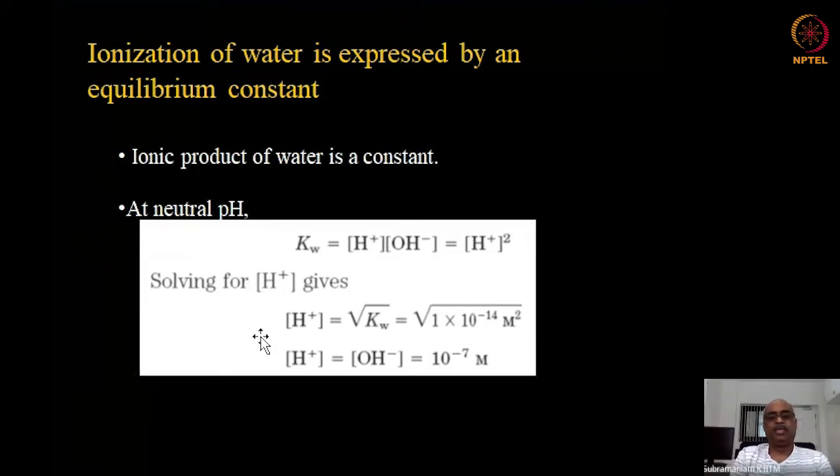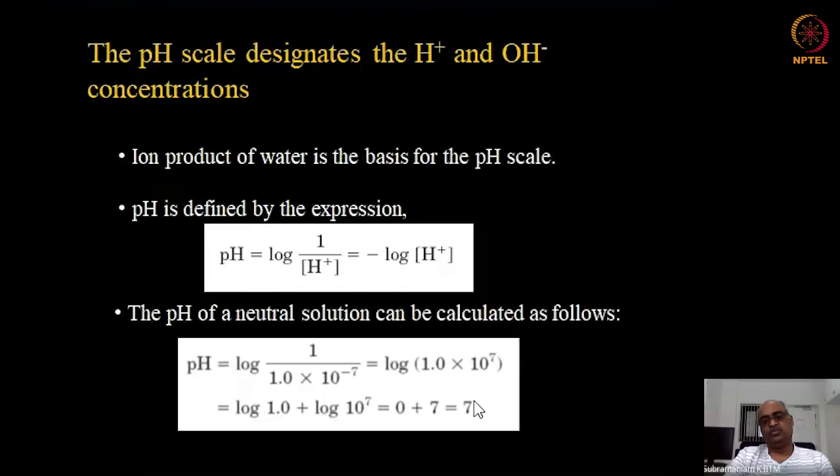So, this is the basis for a scheme of measuring hydrogen ion concentration, which we call the pH scale. Okay. So at neutral pH, where dissociation is at equilibrium and where the concentration of one ion equals the other, the concentration of hydrogen ion equals 10 power minus 7 molar. Okay. And this is the basis for the pH scale. Now let us look at what is pH.